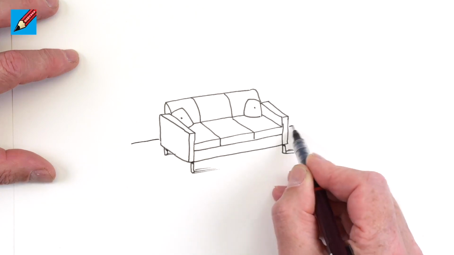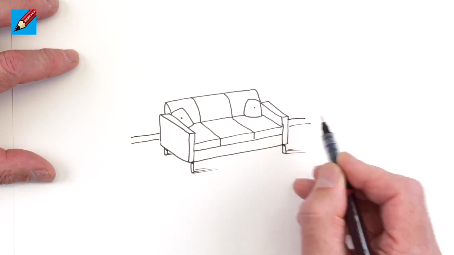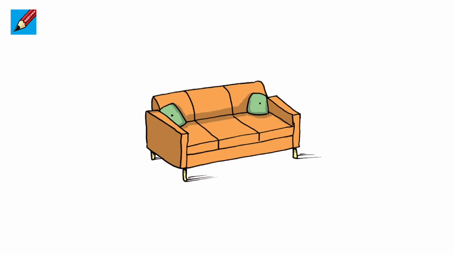and then let's put the wall in the background. There you go, how to draw a sofa.